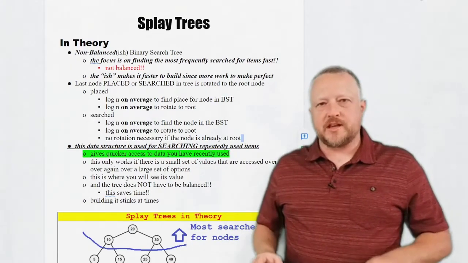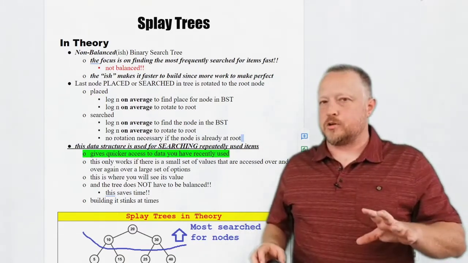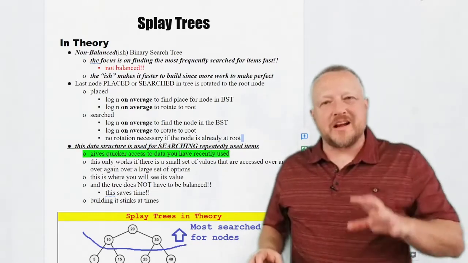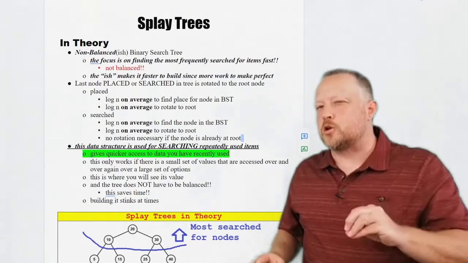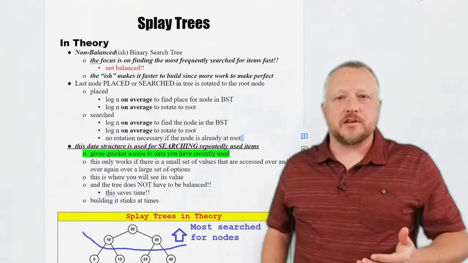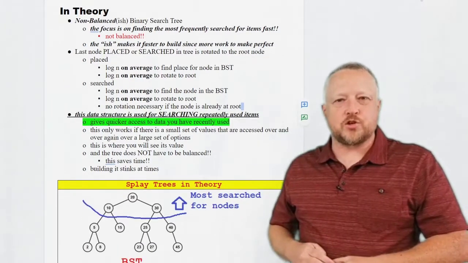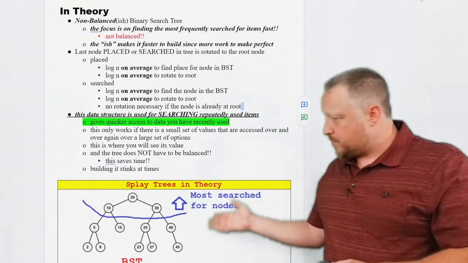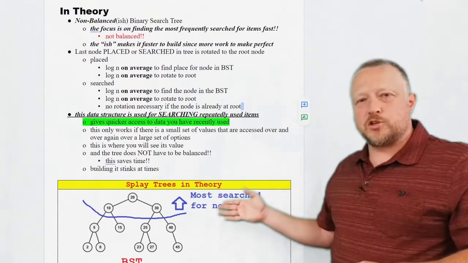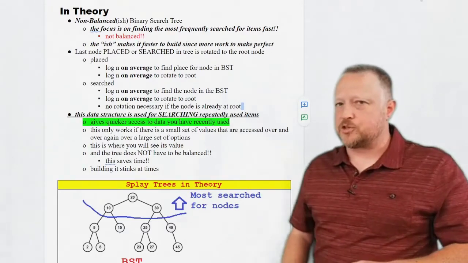And the reason is because the focus of this particular data structure, which actually has a lot of applications, is on finding the most frequently searched items in the tree fast. So what that means is that as we're building things up in the tree, it's going to end up being a BST, but those items at the very top are the ones that you're usually looking for over and over again, and I'll go over applications here in a moment.